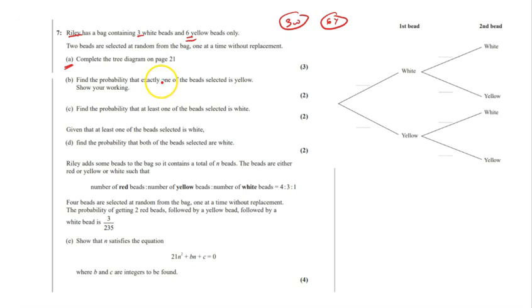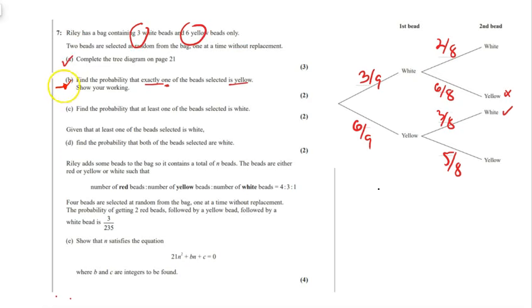For the first bead, the probability of taking a white is 3 out of 9, and the probability of taking a yellow is 6 out of 9. Now, it is without replacement. If you took out a white in the first trial, there are only 2 whites left out of 8 beads, and for a yellow you have 6 out of 8. If you chose a yellow first, there are only 5 yellows left out of the 8 beads, and you still have all 3 whites out of your 8 beads.